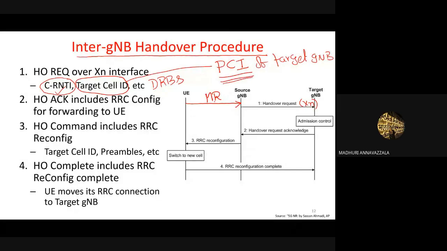So that way, SIB5 also does. The measurement report includes the PCI of the source. It also includes the PCI of different neighbors, neighbor 1, neighbor 2, and so on, along with the RSRQ values.